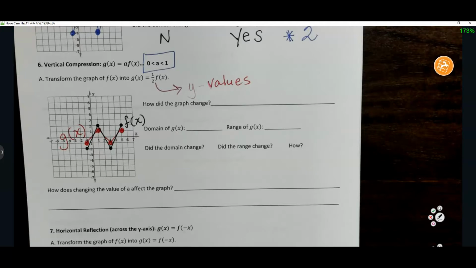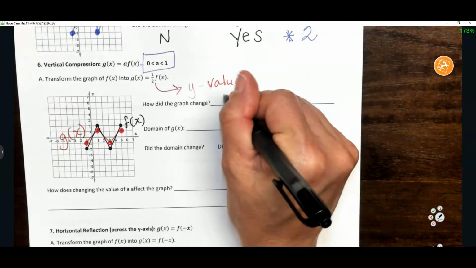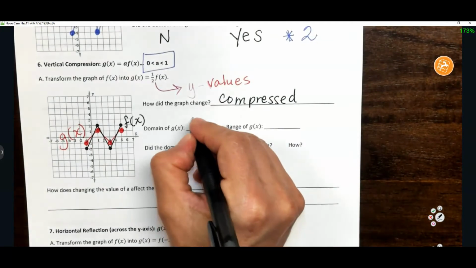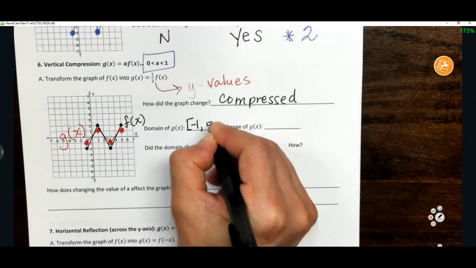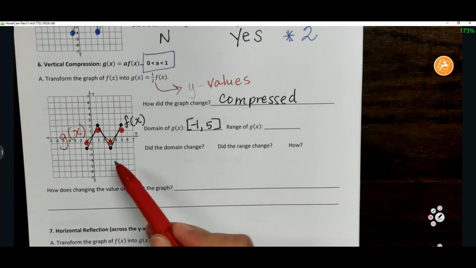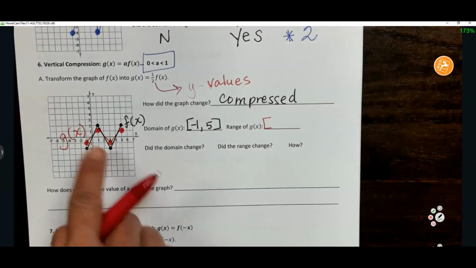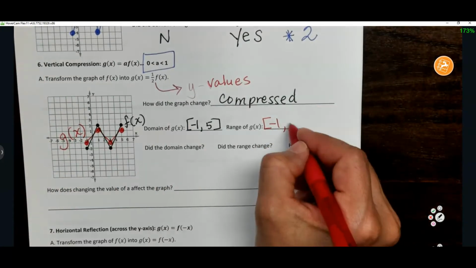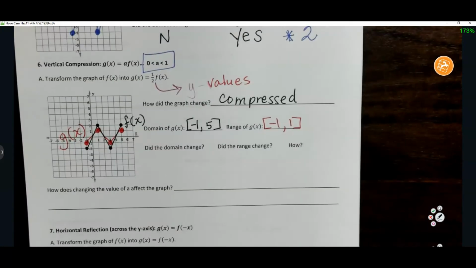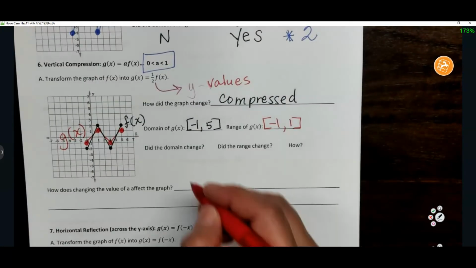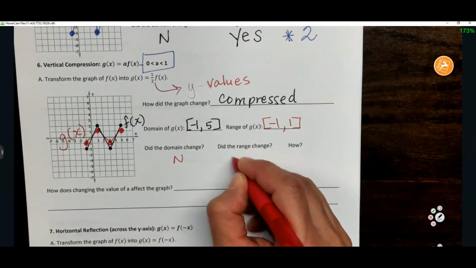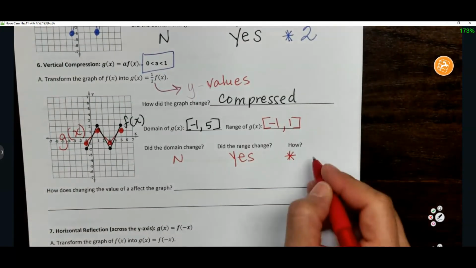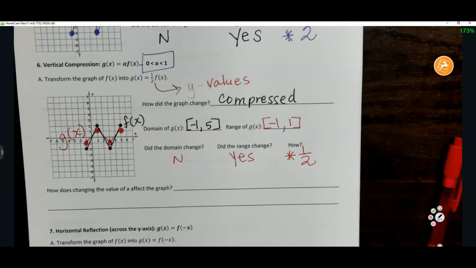And again, we didn't do anything with the domain. Hold on, let me catch up with y'all. Let me write compressed. And then the domain is exactly the same, -1 to +5. But y'all, look, your range doesn't start until the -1, and it stops at the +1. So, did the domain change? No. Did the range change? Yes. Y'all, what do we multiply by? 1/2. Good.